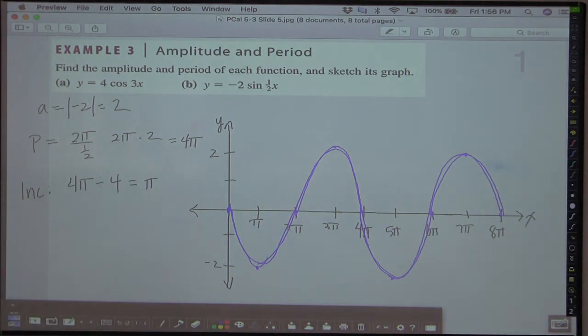So that's going to be what you need for example 3, and then I'm going to do example 4. But example 4 and 5 don't have A and B, so they should go by a little bit faster.